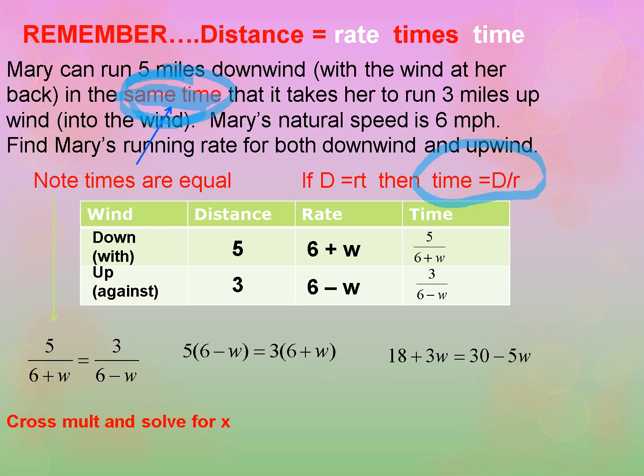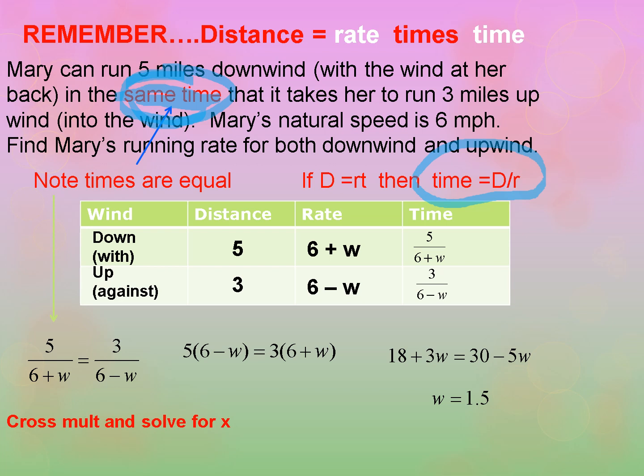So the first thing I'm going to do is add 5W and subtract 18. So if I add 5W, that gets me 8W. And then if I subtract 18, that gets me 12. So I end up doing 12 divided by 8. And I get 1.5. So when you solve for W, you get 1.5.